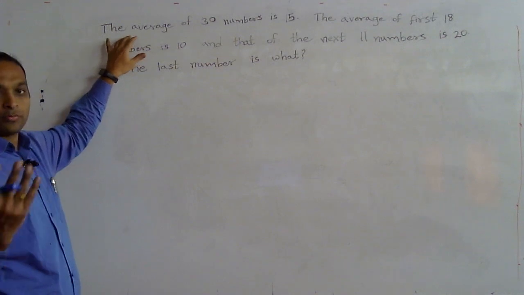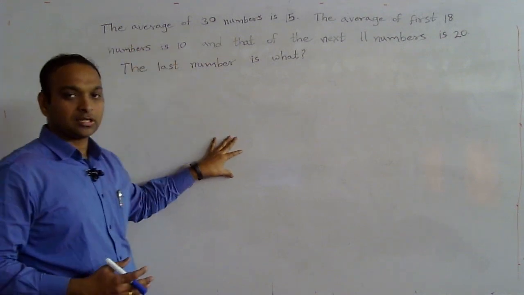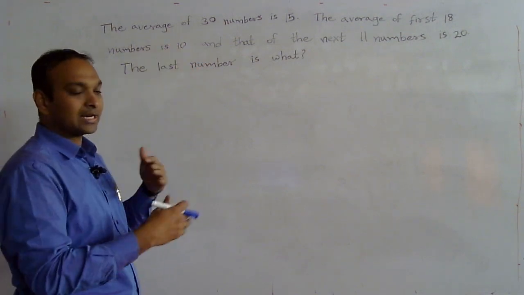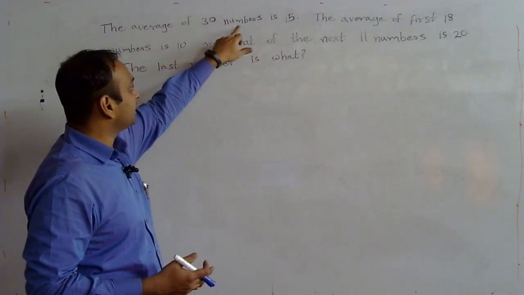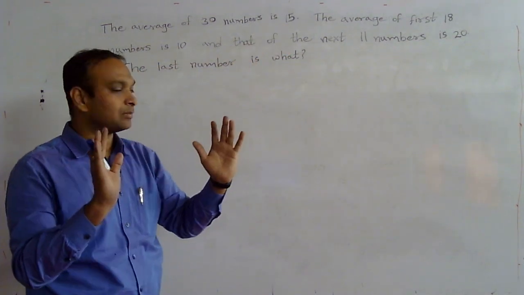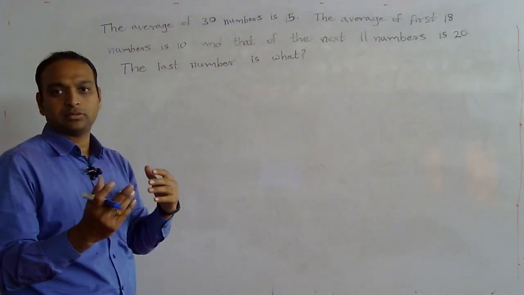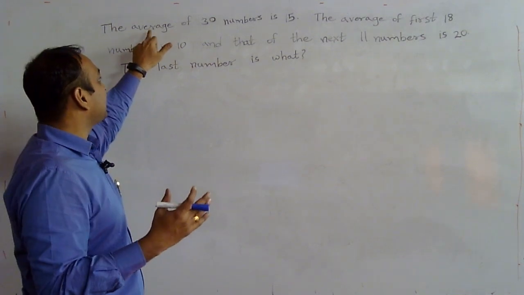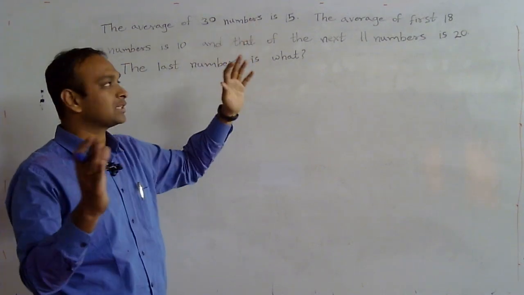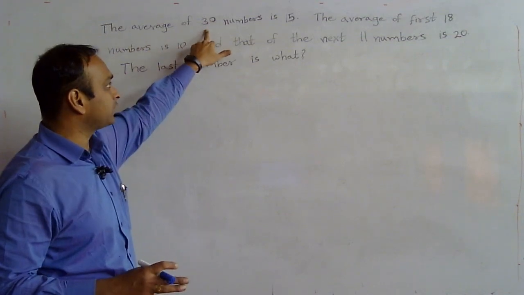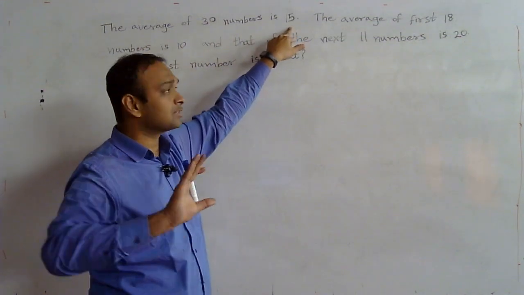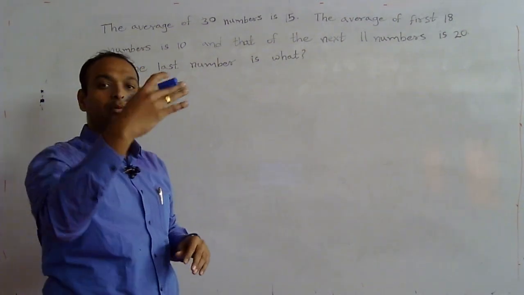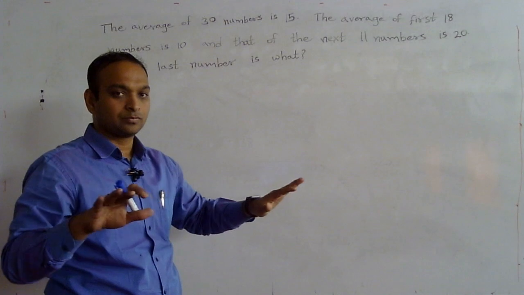So I hope you might have tried. Let's try to solve this now together. In this question, if you don't understand it, read it again and again. The average of 30 numbers is 15. So there are 30 numbers. Maybe they are not sequentially arranged. They may be random numbers. But the average of those 30 numbers is 15. So a few numbers might be less than 15, a few might be more than 15, but the average is 15.